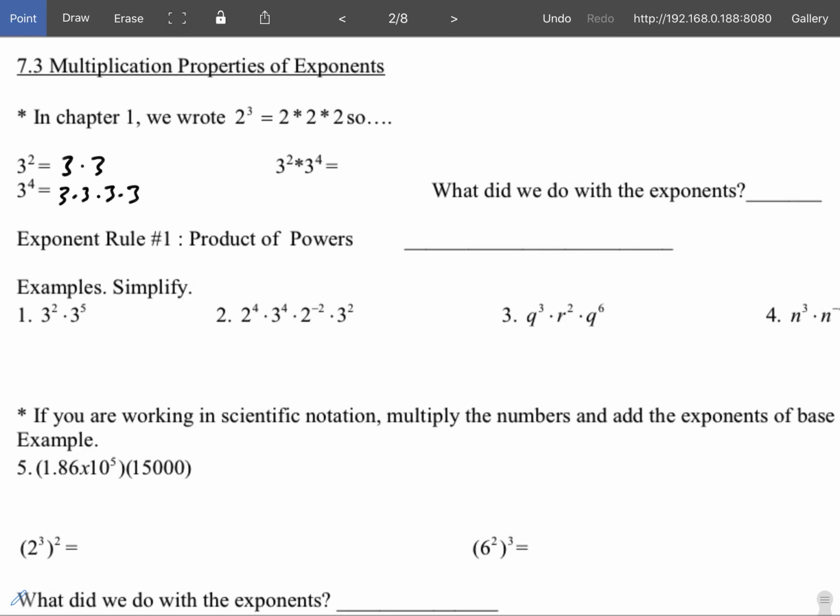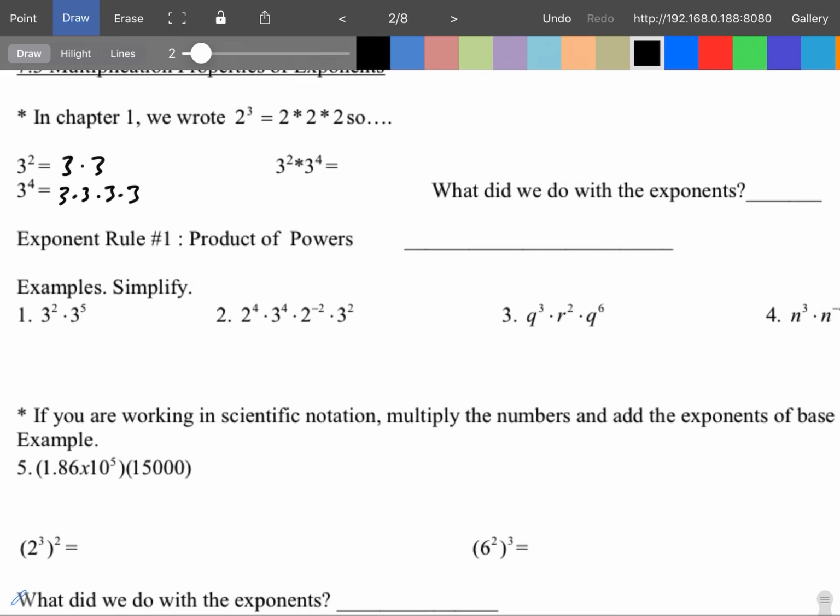Well, then if we were going to multiply those two things together, like right here, what would that mean? Well, the first one would be 3 times 3, right? And the second factor in that product would be 3 times 3 times 3 times 3. So this one right here is 3 squared, and this one right here is 3 to the fourth.